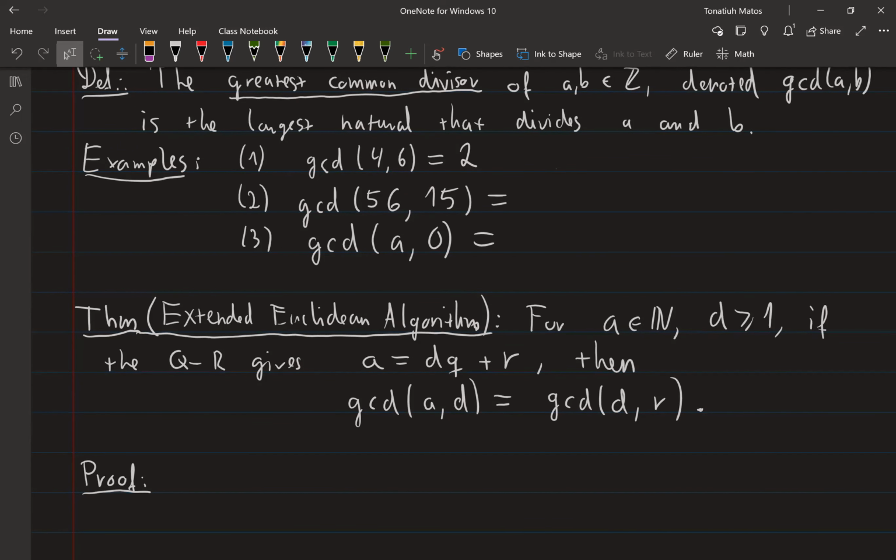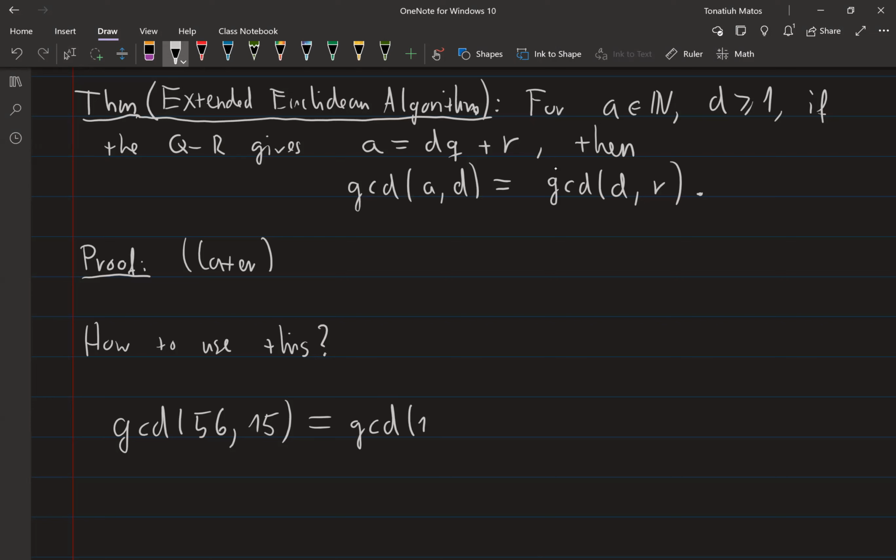Yeah. So how do we use this? Let's say that you want to compute the greatest common divisor between the numbers 56 and 15. Now, according to the algorithm that I just described to you, this should be the same as finding the greatest common divisor between d, which here is played by the number 15, right? So maybe I should write it down. Greatest common divisor, 15. Now, what is the remainder?